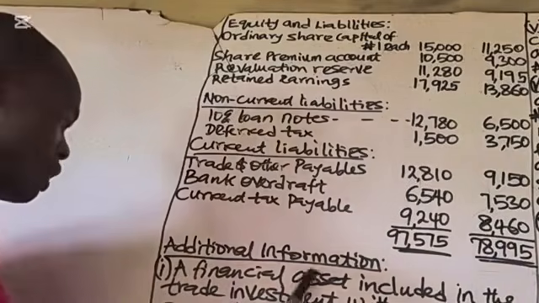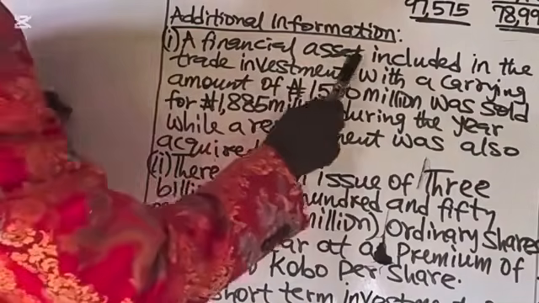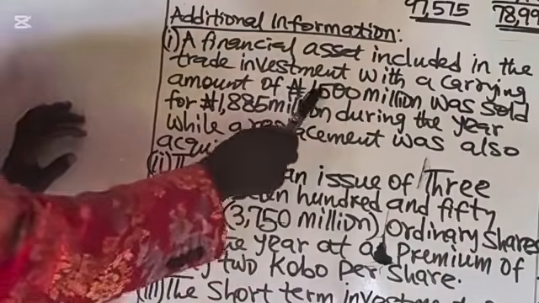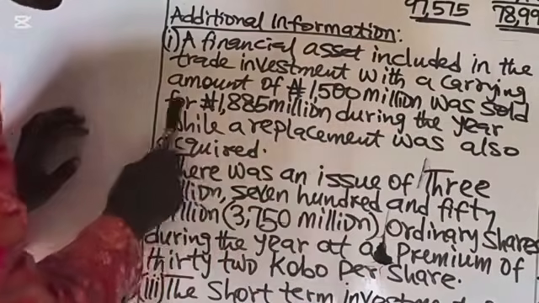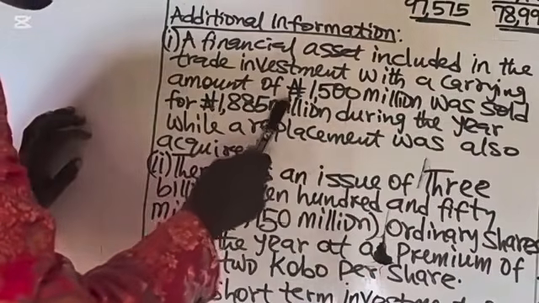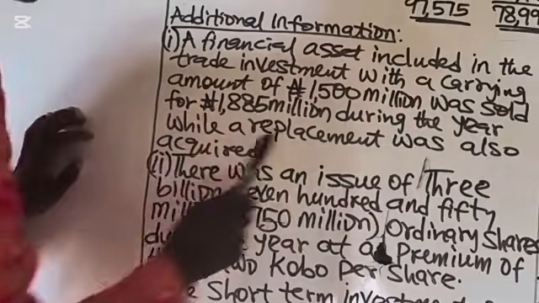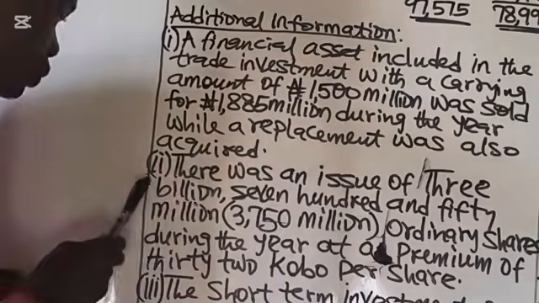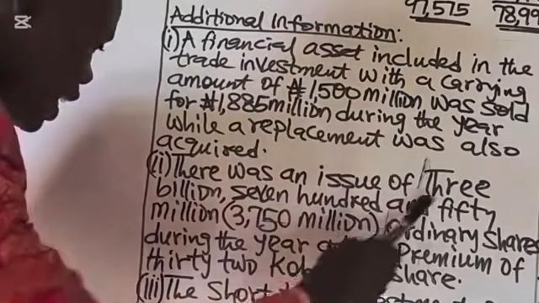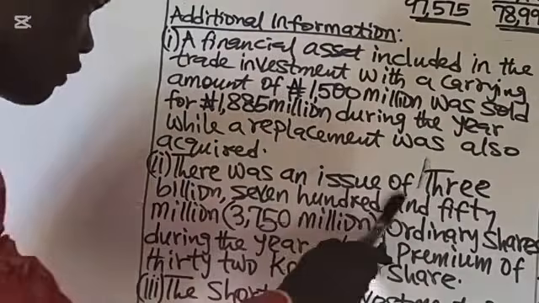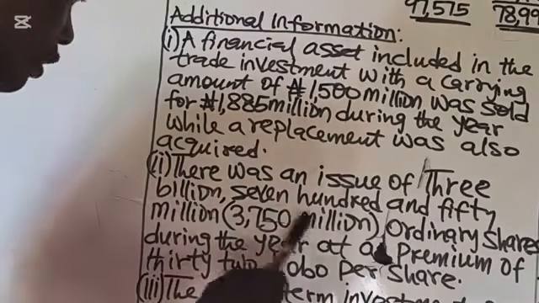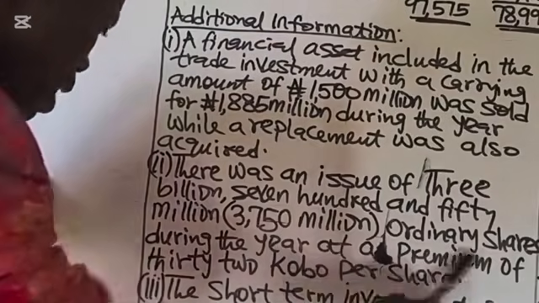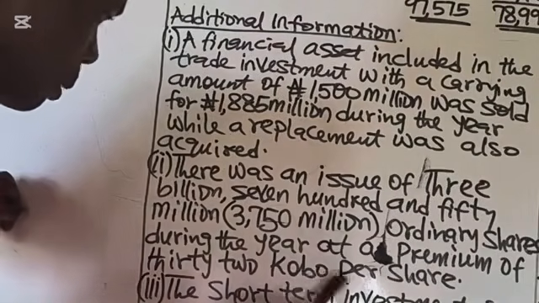We have additional information. Note 1. A financial asset included in the trade investment with a carrying amount of 1.5 billion naira was sold for 1 billion 885 million naira during the year, while a replacement was also acquired. Note 2. There was an issue of 3 billion 750 million ordinary shares during the year at a premium of 32 kobo per share.